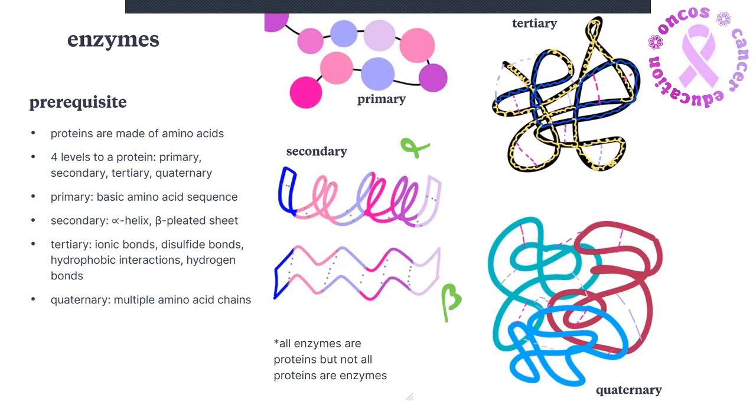So at the quaternary level, we just have multiple amino acid chains. We have multiple polypeptides. In the tertiary structure, it's still one long polypeptide. In the quaternary structure, it's multiple polypeptides.